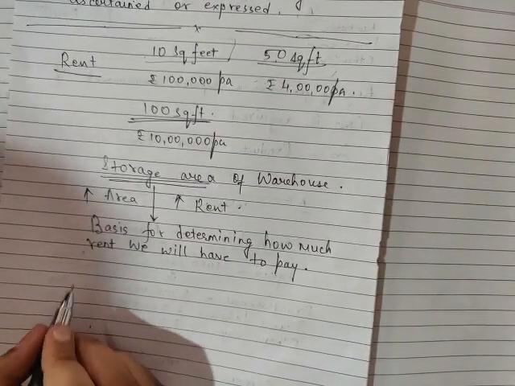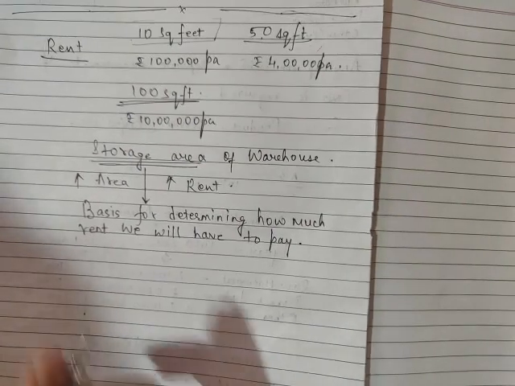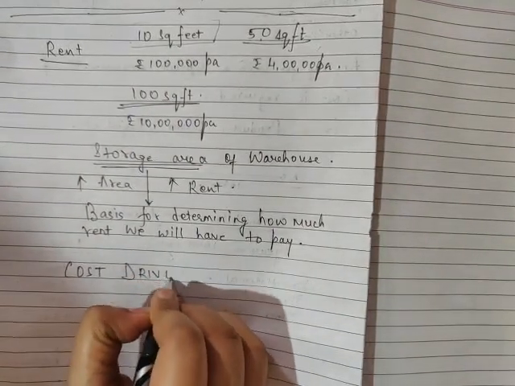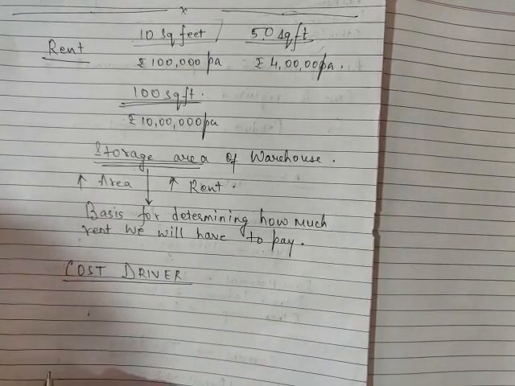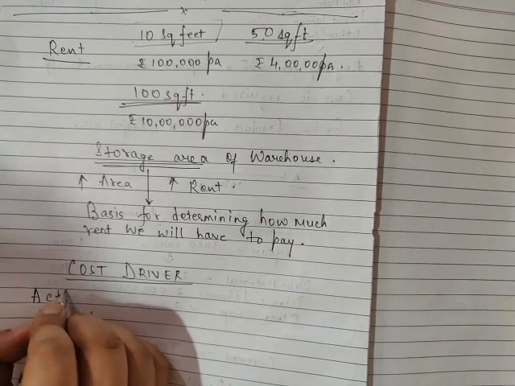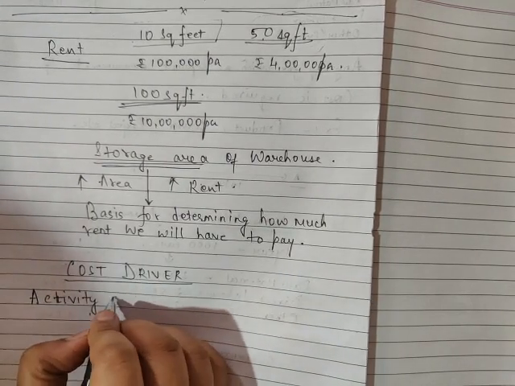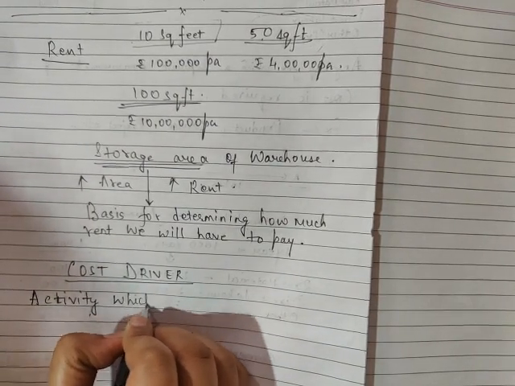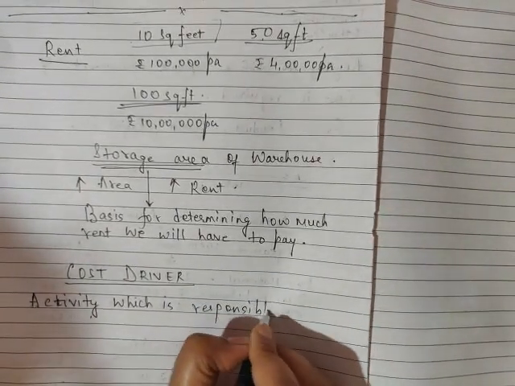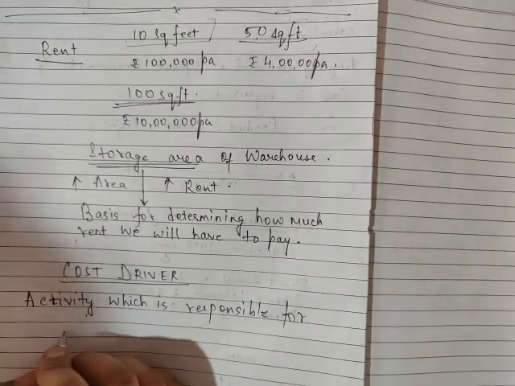So this storage area in costing terms will be known as the cost driver. So cost driver is an activity which is responsible for cost occurrence.